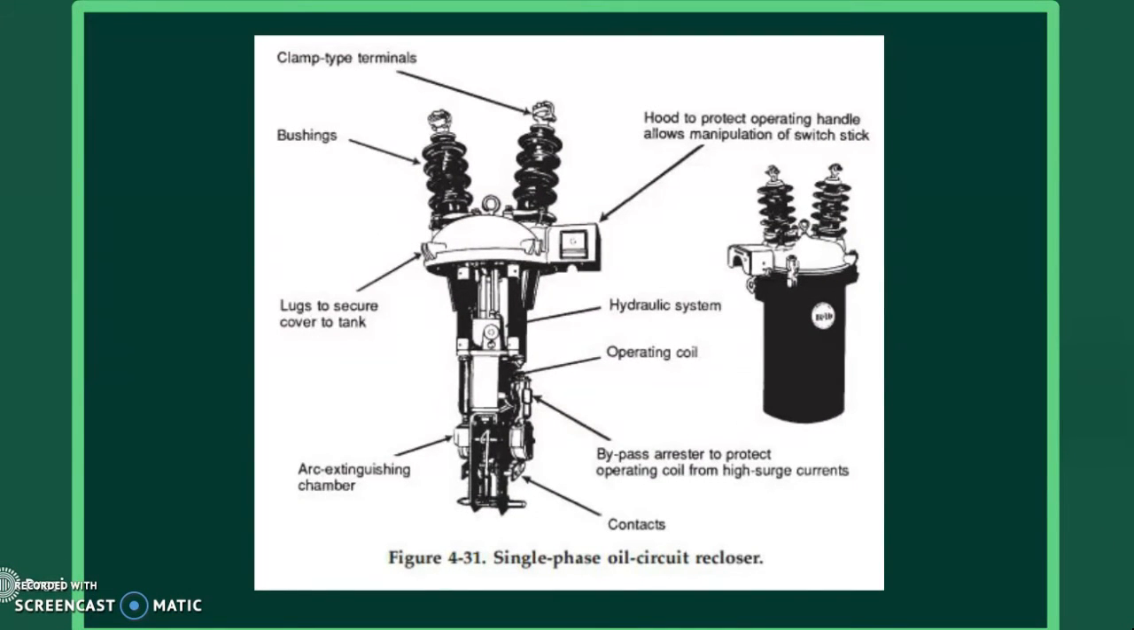Single-phase oil circuit recloser. A recloser consists essentially of an oil switch or breaker actuated by relays, which can cause it to open when predetermined current values flow through it. The recloser resembles the repeater fuse cutout in many ways. Reclosers are usually connected to protect portions of primary circuits and may take the place of line fuses.